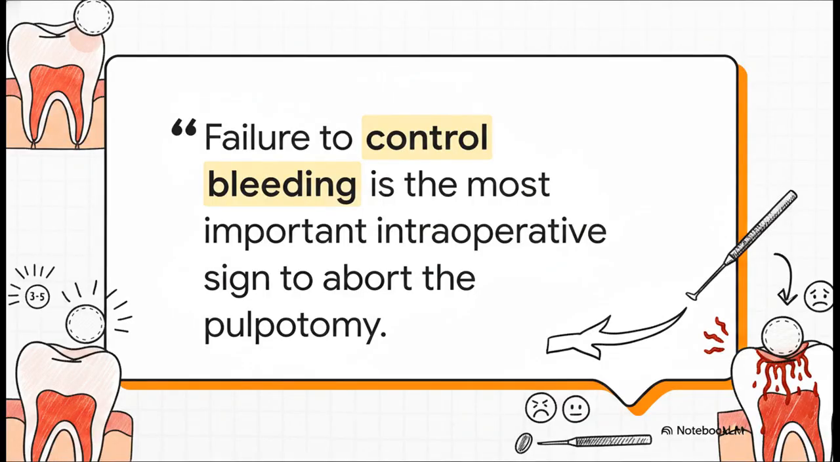I really want to pause on Step 4 for a second, because you can never, ever forget this golden rule during hemorrhage control. When you place that sterile, moist cotton pellet over the pulp stumps with a bit of gentle pressure, you need to see hemostasis within 3 to 5 minutes. If you pull that pellet away and see profuse, dark blood that just will not stop, it means the radicular pulp is already infected.